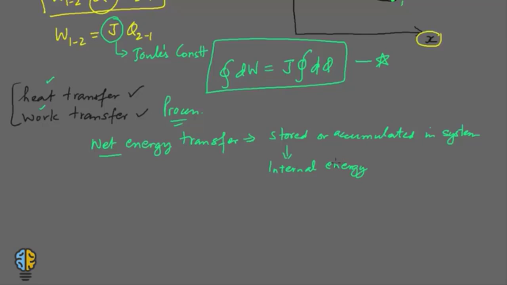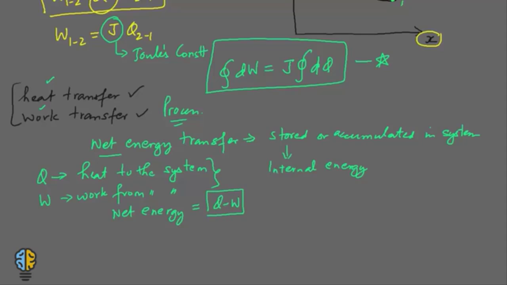Let us say that Q is the amount of heat that is transferred to the system, and W is the amount of work that is transferred from the system, both during the process that we are talking about. So in this case, the net energy would be equal to Q minus W. This Q minus W is the net energy that is stored in the system.